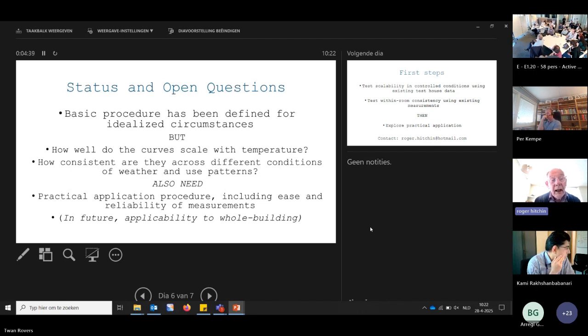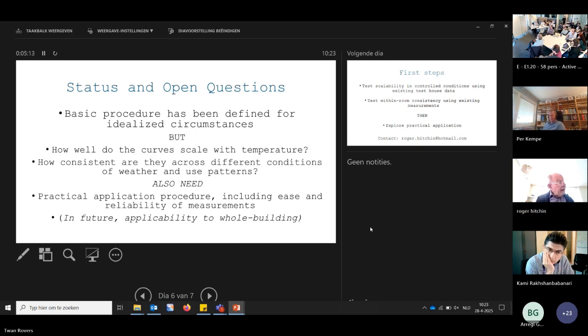One is, how well do these curves scale with temperature? Which probably quite well, one would imagine, but also, and this must overlap with a lot of the work you're already doing, how consistent are they across different patterns of weather and use? In other words, does it matter when you obtain the information, or can you just go in at any time of year and do it? If that works, then there's the question of applicability and quality control and all the rest of it, which is the sort of thing we've just been talking about.